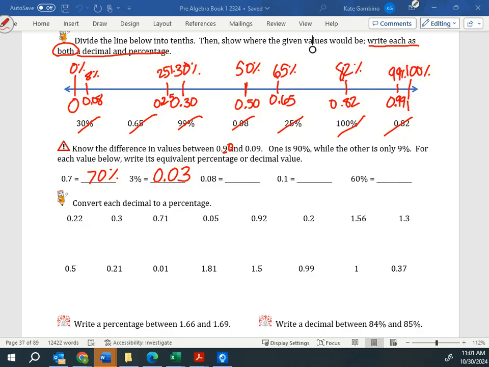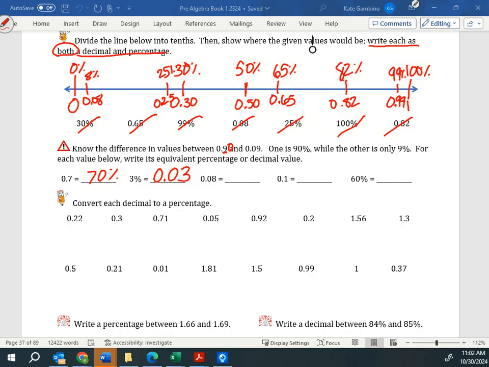When we get down to here, you're going to finish these ones on your own. Converting decimals to percentages, same thing. You're going to convert it to the correct percentage. On the bottom, you need to answer the word problems. Write a percentage between 1.66 and 1.69. See if you can figure out what that would look like.